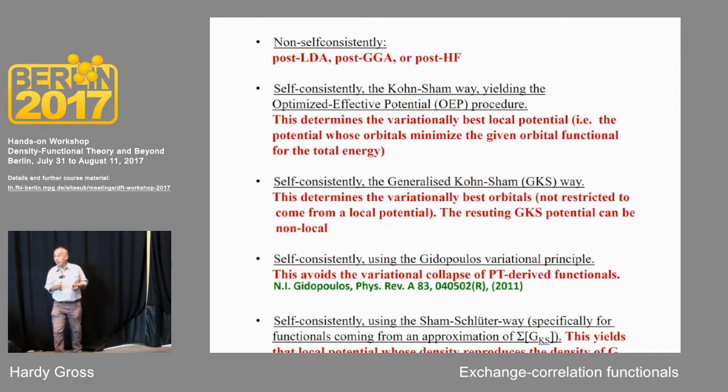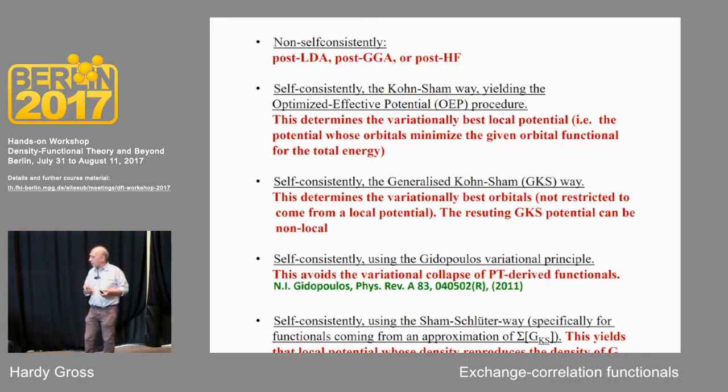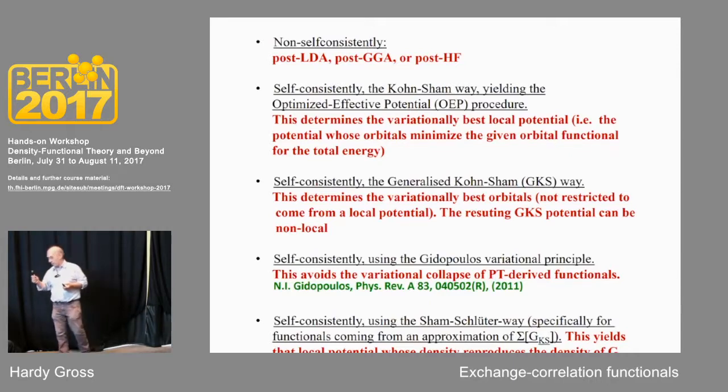So what you do here in practice is you're given this total energy functional as a functional of orbitals, and you find the corresponding Coulomb potential, which is that local potential whose orbitals minimize that given total energy functional. That's OEP. It's called the optimized effective potential method because it's ultimately a variation with respect to the potential that you do.